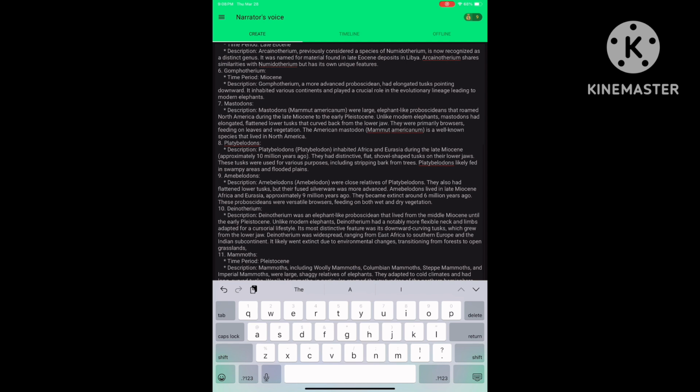8. Platybelodon. Description: Platybelodon inhabited Africa and Eurasia during the late Miocene, approximately 10 million years ago. They had distinctive, flat, shovel-shaped tusks on their lower jaws. These tusks were used for various purposes, including stripping bark from trees. Platybelodons likely fed in swampy areas and flooded plains.